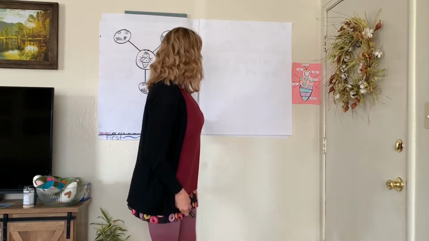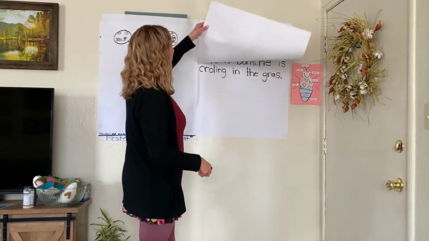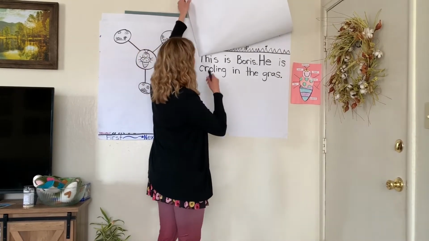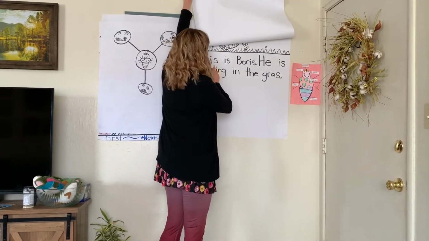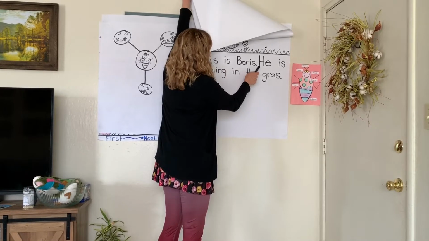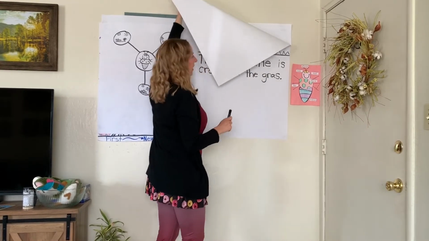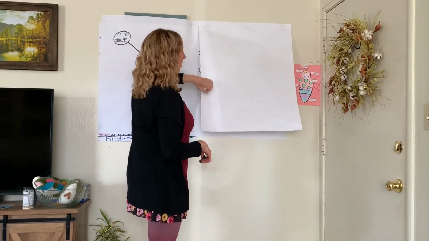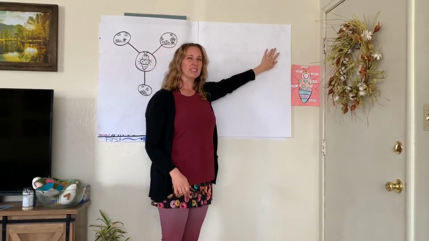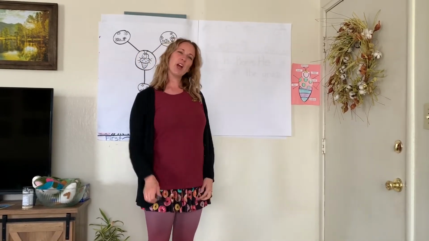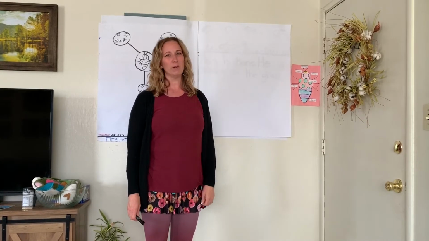We also worked on writing our introductory sentence. So the first sentence in our story, and it says, "This is Boris. He is crawling in the grass." So I introduced him as the character, and I also talked about the setting a little bit. I said he's crawling in the grass, so we know he's outside.